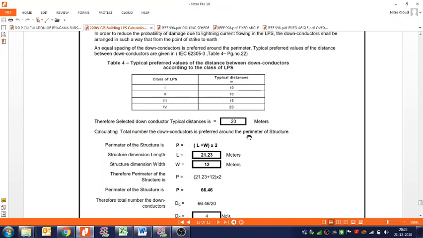We have to place it on the top of the building. So this is the method of the IEC 62305.